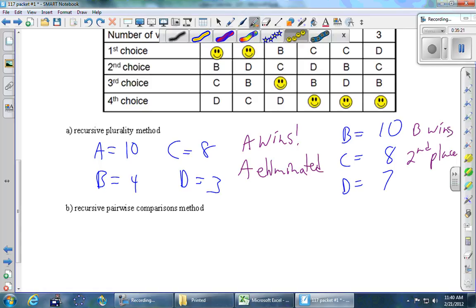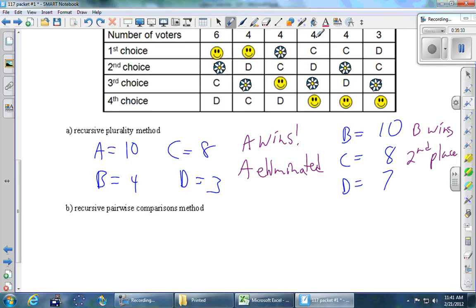So let's get rid of B. So all the B's go away. And now how many candidates are in this brand new election? Just 2. So in this brand new election, round 3, we have C and we have D.